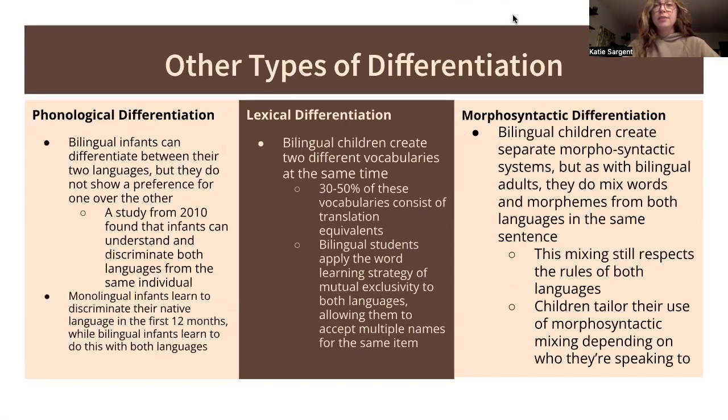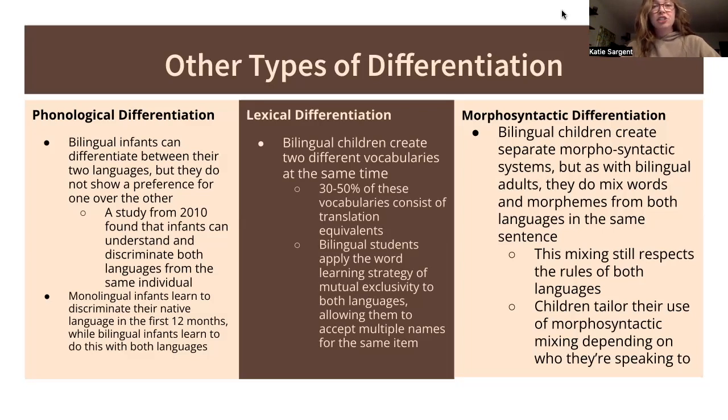There are three other types of differentiation: phonological differentiation, where bilingual infants can differentiate between their two languages, but they do not show a preference for one over the other. A study from 2010 found that infants can understand and discriminate both languages from the same individual, meaning that they don't need one person to speak one language and another person to speak another language in order to understand that they're two separate languages. Monolingual infants who speak one language learn to discriminate their native language in the first 12 months, while bilingual infants learn to do this with both languages.